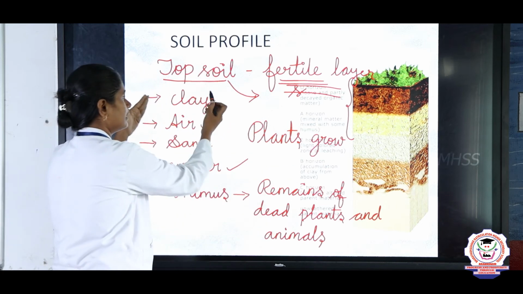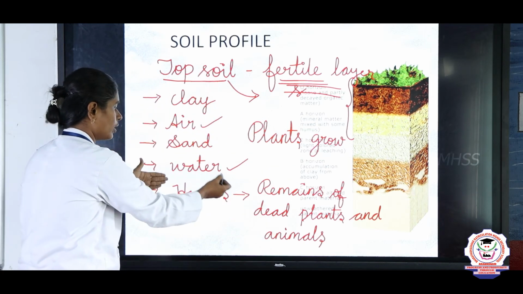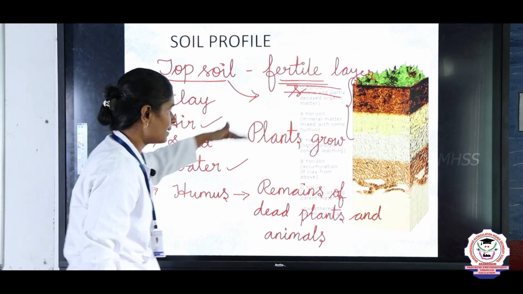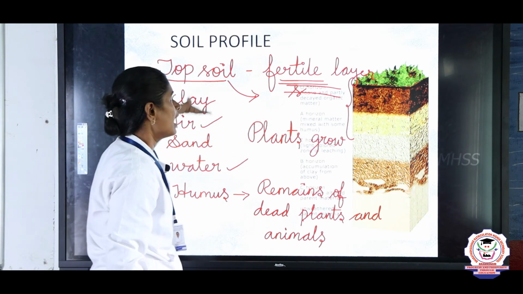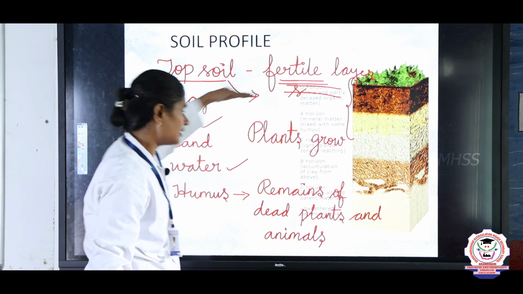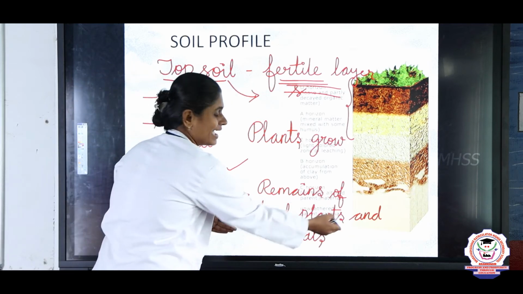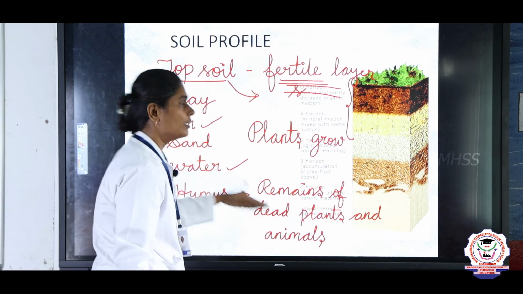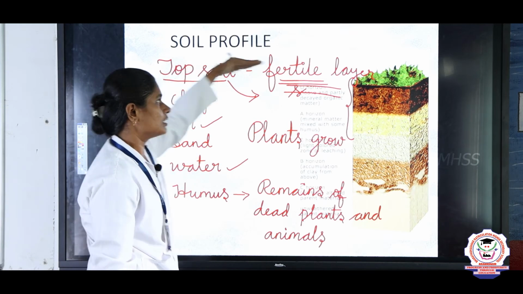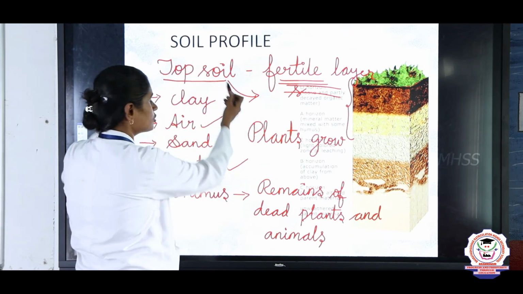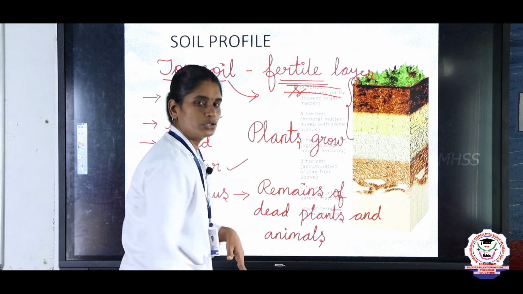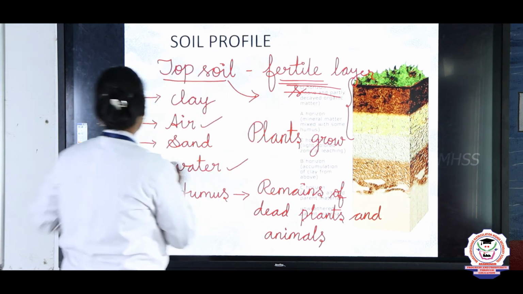The topsoil contains clay, air, sand, water, humus. Here we can see plants grow in the topsoil, and topsoil is the fertile layer. Humus is the remains of the dead plants and animals present in the soil. Because of the humus, the topsoil is a fertile layer, and the topsoil is the uppermost layer of the soil. Now we will see the second layer of the soil.